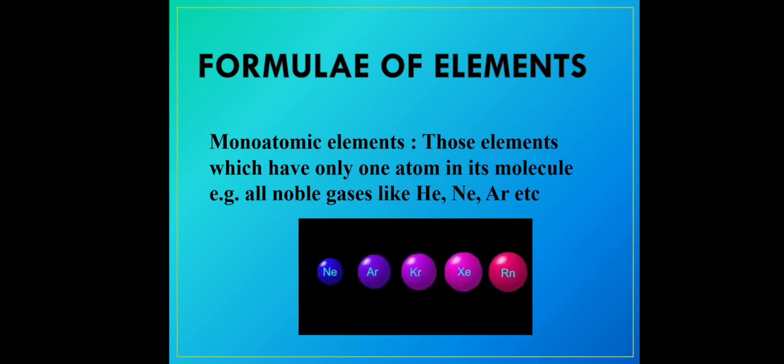Next comes the formula for elements. Some elements are monoatomic. That is, they naturally occur as a single atom. They don't form diatomic molecules. Examples of monoatomic elements are all the noble gases like helium, neon, argon, krypton, xenon, and radon. What you can see on your screen, these are all noble gases. These are all monoatomic, meaning when you find the atoms of these gases, they are individual atoms, not a molecule.